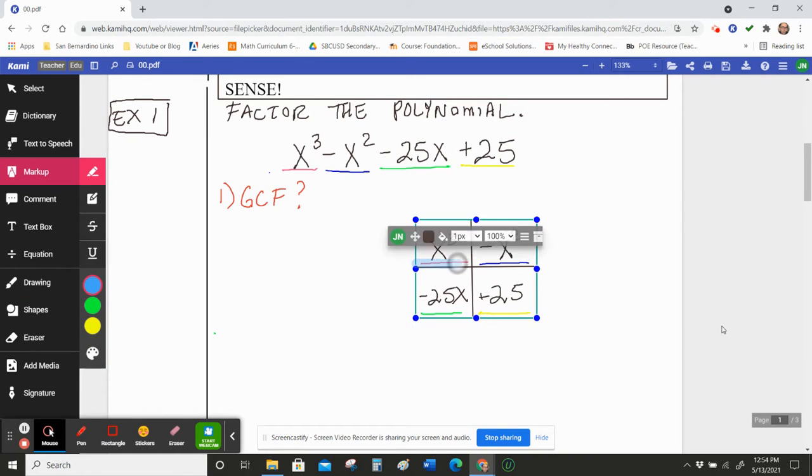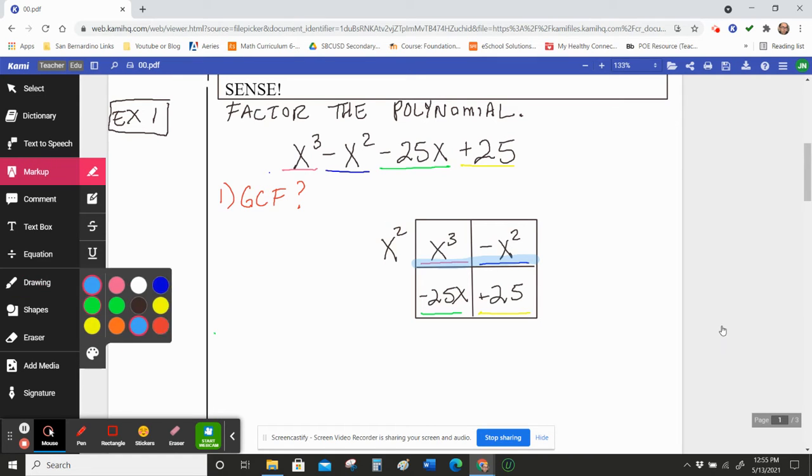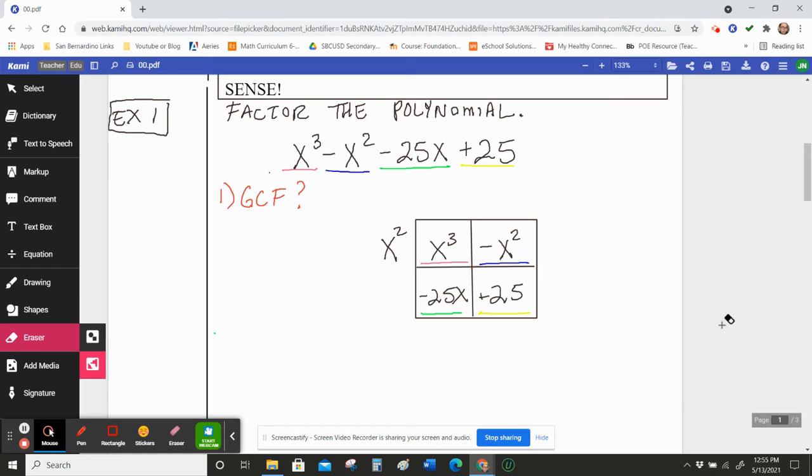Checking the first row, that would be these two terms right here, right? If I check the x to the power of 3 and the negative x squared, what can we take out of those two? The one thing that I can take out of these two is an x squared. That x squared would go on the left side of the box, because it corresponds with the x to the power of 3 and the negative x to the power of 2. So that'll be x to the power of 2. That is the most amount that I can take out of that row.